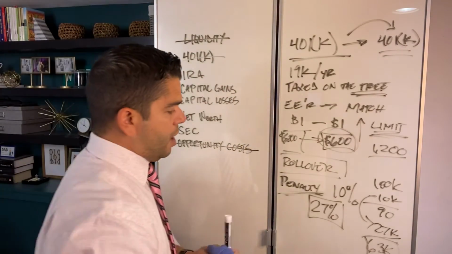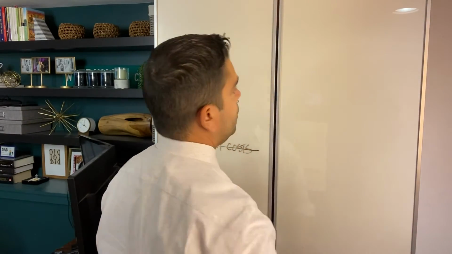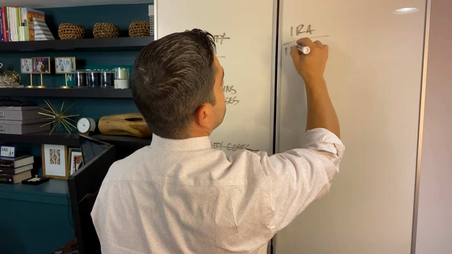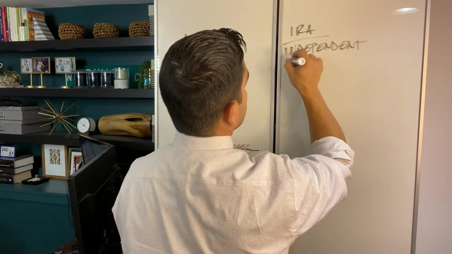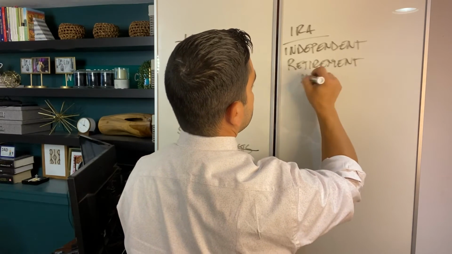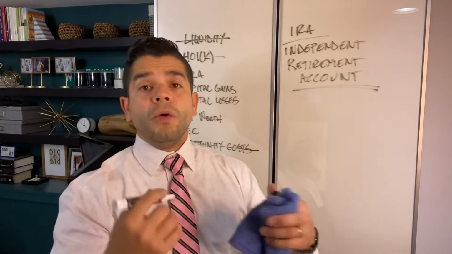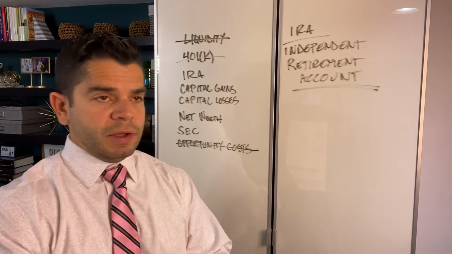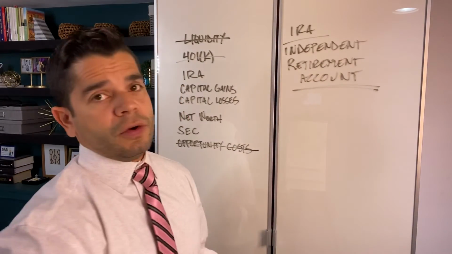Now let's look at an IRA. An IRA is an independent retirement account. Some people are self-employed. They don't work for others, for a business or a company. And they also want to put money aside for their retirement, for their future selves. You can do that through an IRA or through a Roth IRA.